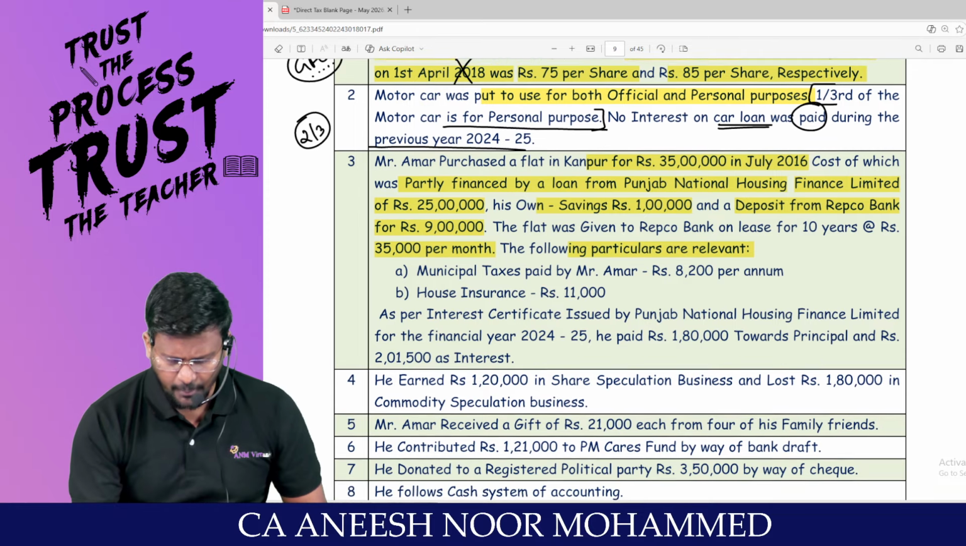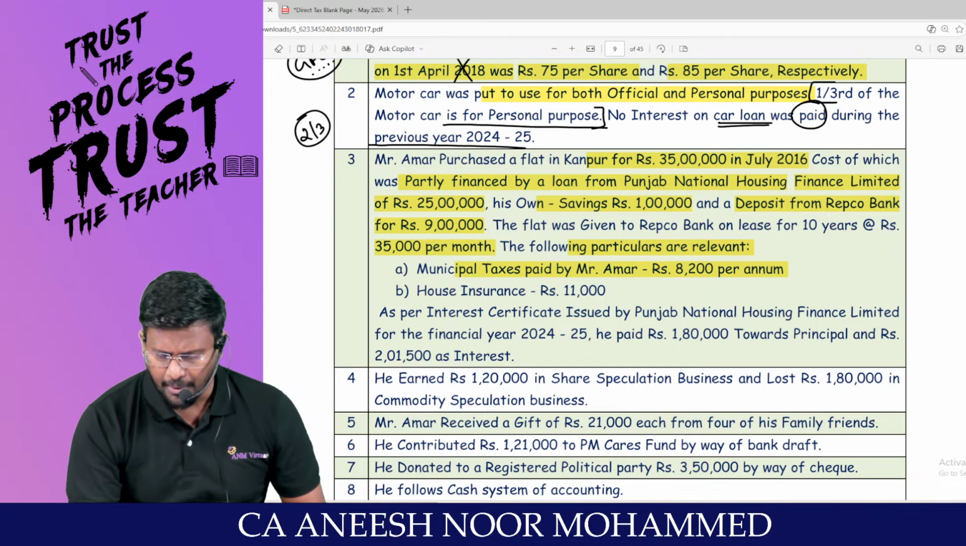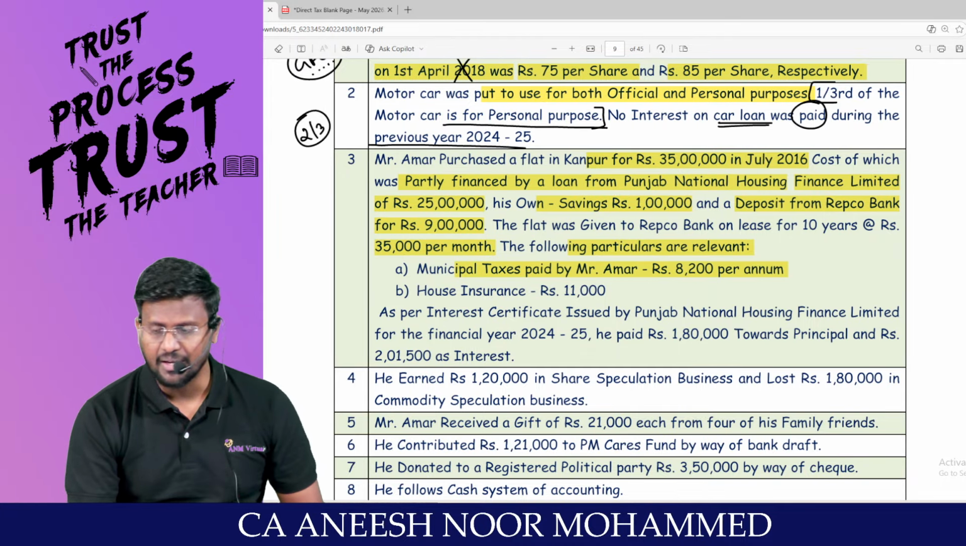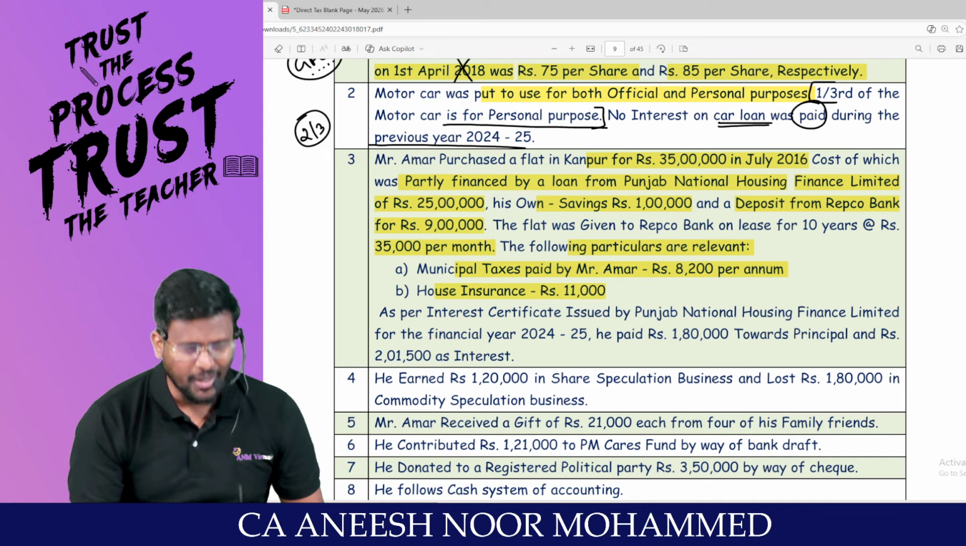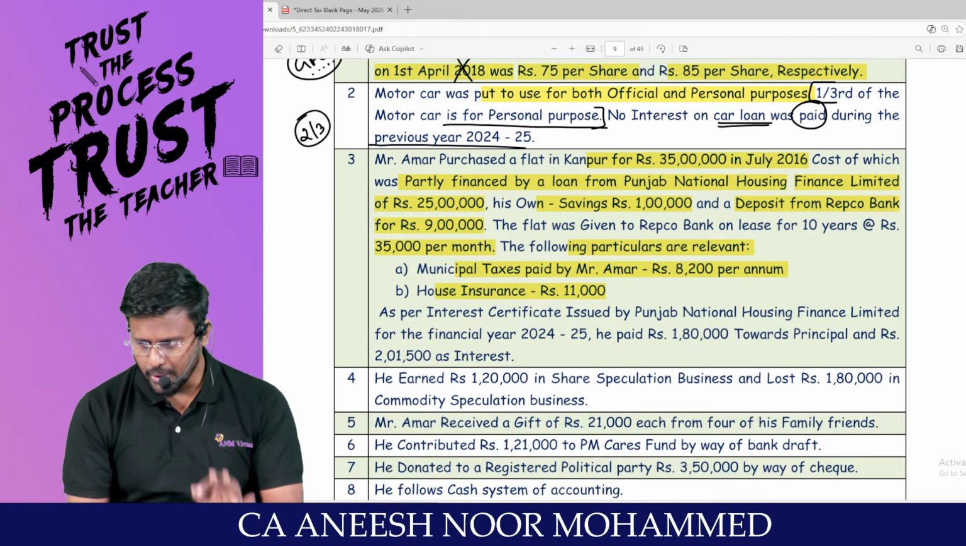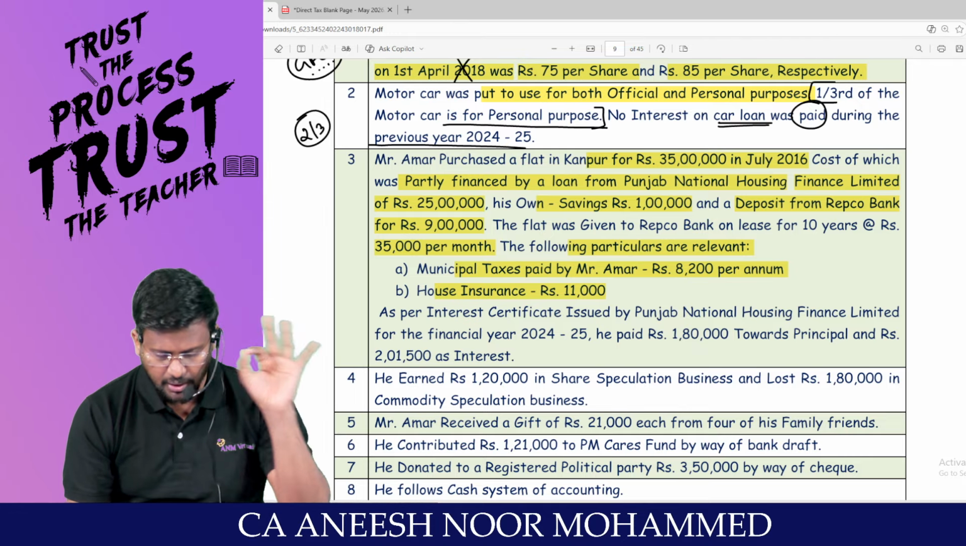The following particulars are relevant. Municipal taxes paid by Amar, 8,200 per annum. That can be claimed as a deduction. Local tax or municipal tax paid by the owner is allowed. House insurance will not be allowed as a deduction. That's why we are getting the standard deduction of 30%.